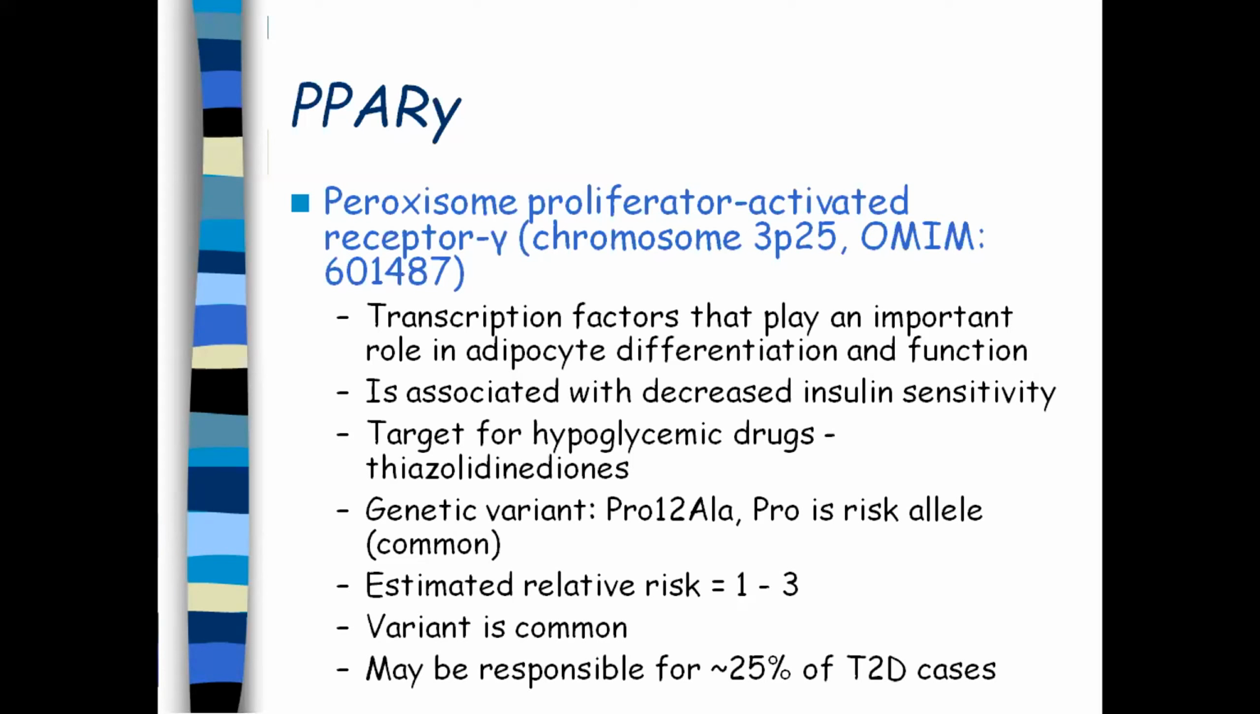The genetic variants are Pro12Ala and Pro115Gln, which are common, and the relative risk is 1 to 3%, and it is most common. So with PPAR gamma alteration in chromosome 3p25, there is approximately 25% chance of development of type 2 diabetes.